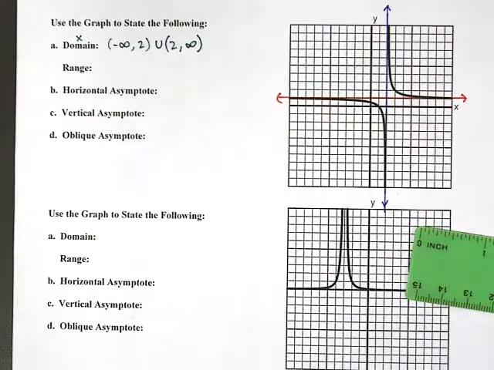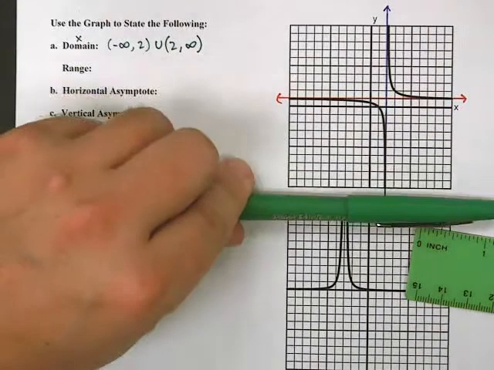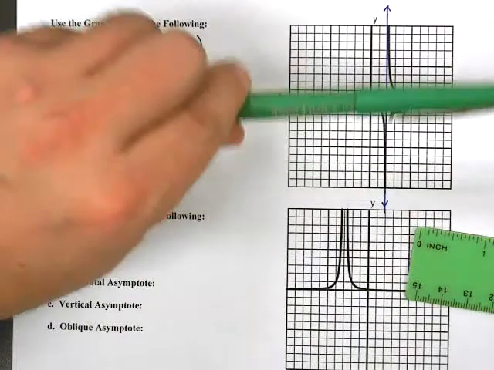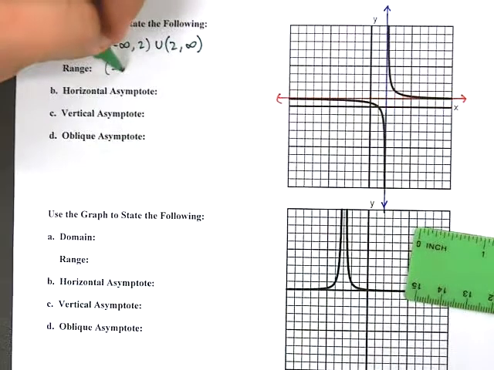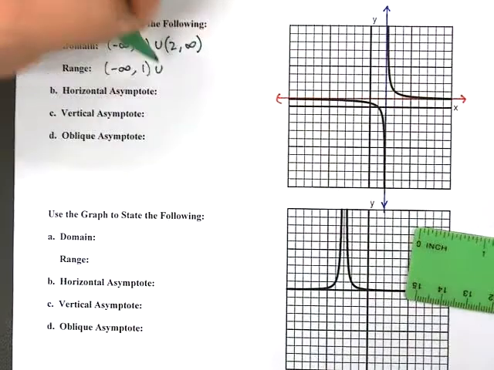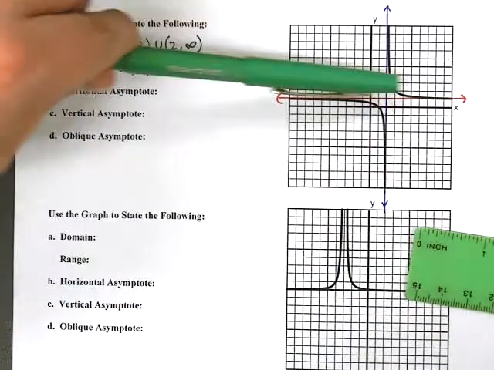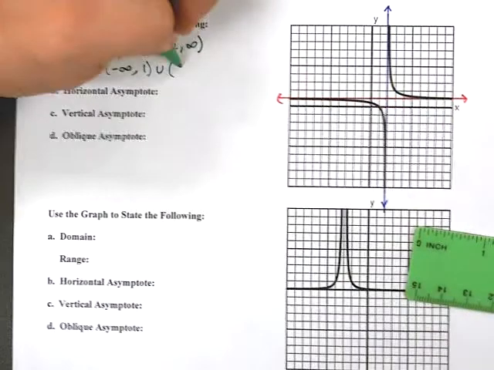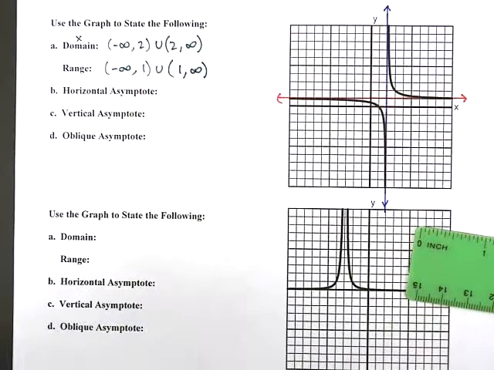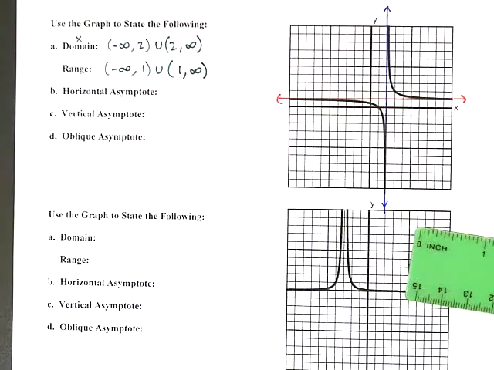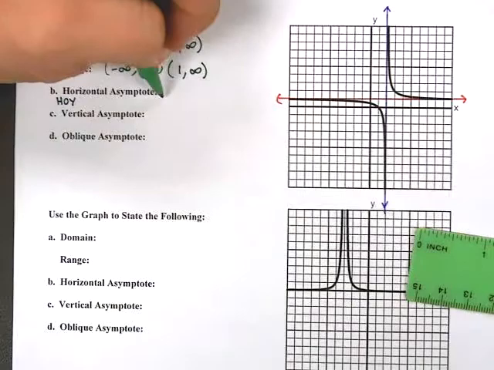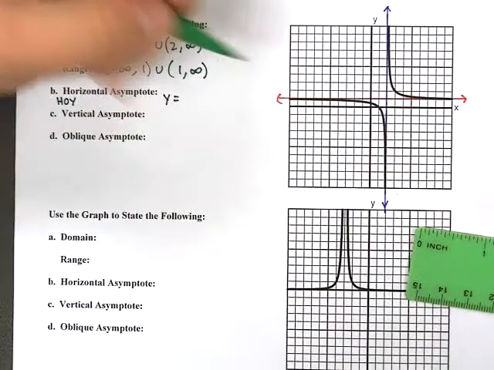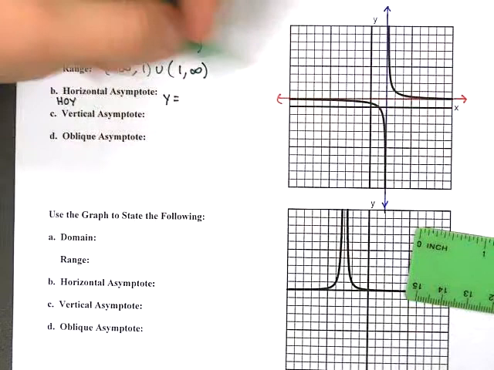What would I say for range? Well, the range starts down and it goes up forever, until right here at y equals 1. So negative infinity to 1. And then it picks right back up on the other side and goes up forever. So 1 to infinity. Now horizontal asymptote, please just remember HOY. So you know horizontal lines will be y equals, and y equals 1.